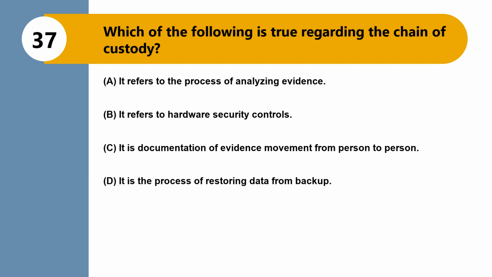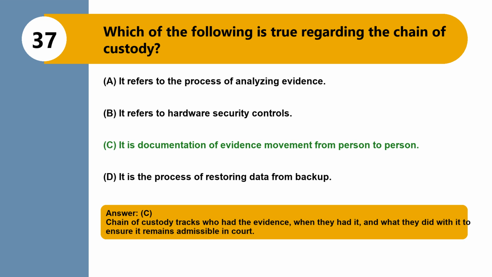Question 37. Which of the following is true regarding the chain of custody? Option A, it refers to the process of analyzing evidence. Option B, it refers to hardware security controls. Option C, it is documentation of evidence movement from person to person. Option D, it is the process of restoring data from backup. The correct answer is option C. It is documentation of evidence movement from person to person. Chain of custody tracks who had the evidence, when they had it, and what they did with it to ensure it remains admissible in court.